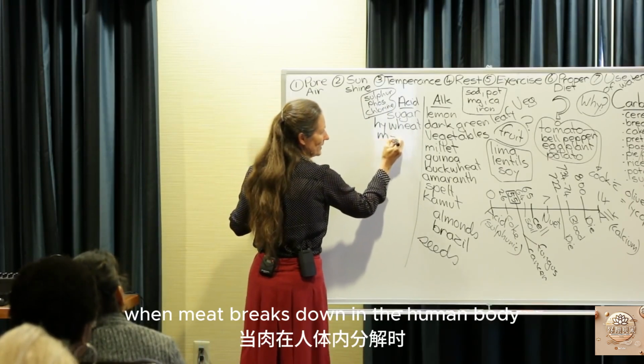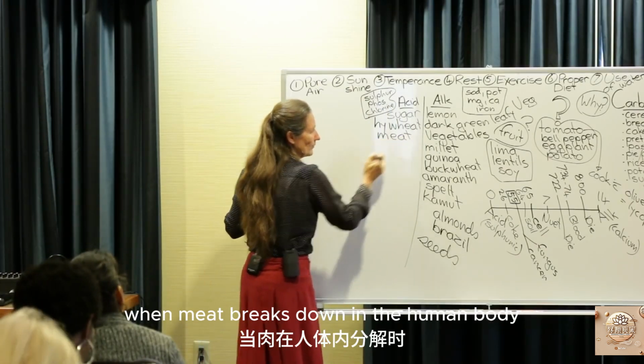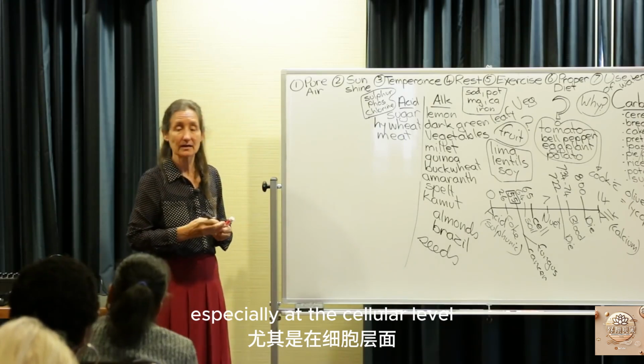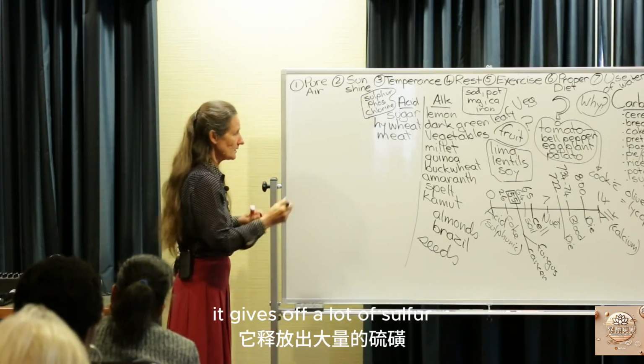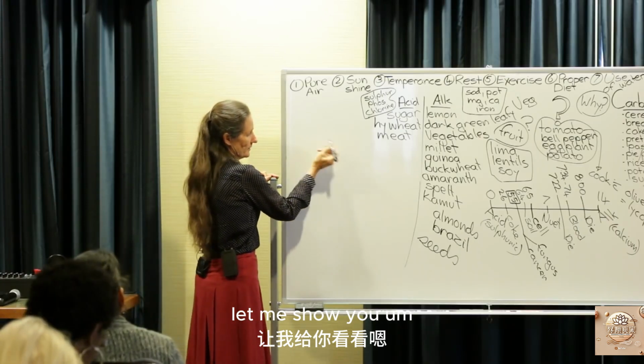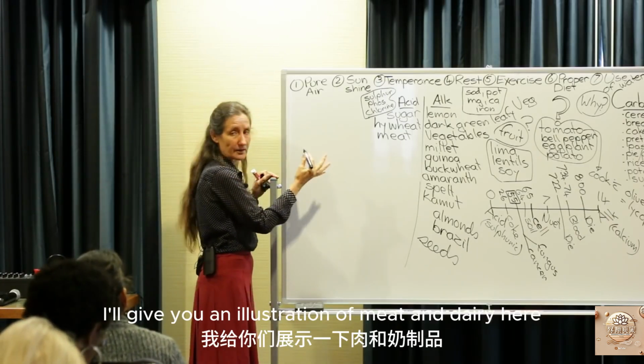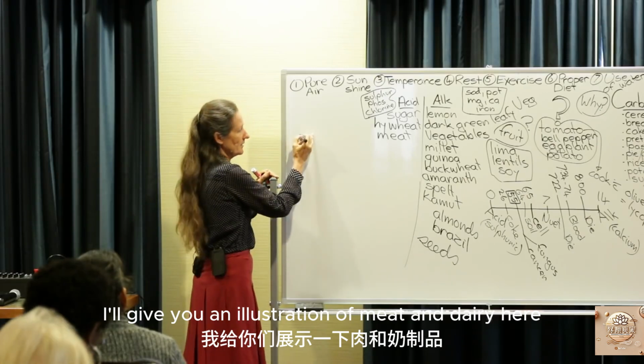Meat, when meat breaks down in the human body, especially at the cellular level, it gives off a lot of sulfur. Let me show you. I'll give you an illustration of meat and dairy here.